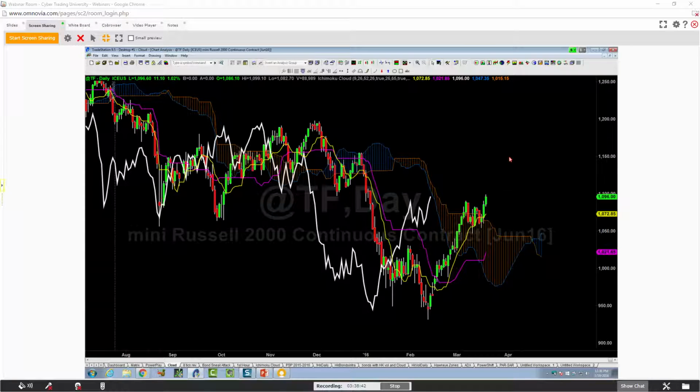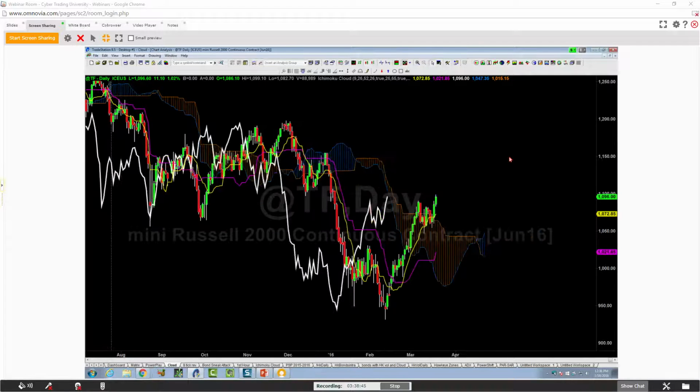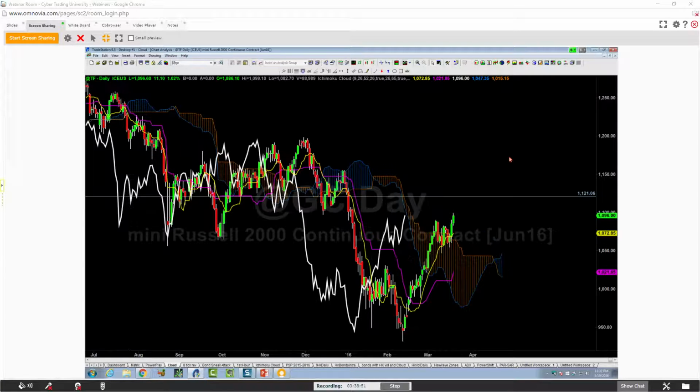So that's a little bit better setup. So for me, what I would do is the Dow looks the strongest, so I would probably focus there. Let's see what else we can find. @GC. So there you go, gold.